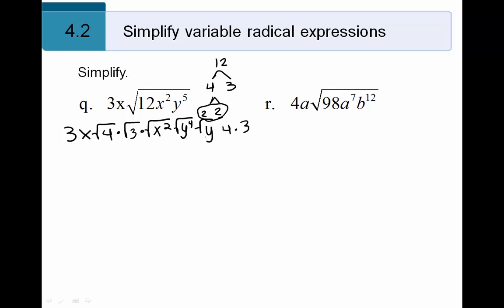So this 3x drops down. I'm going to have 3x, and that's an x to the first, times the square root of 4 is 2, times a radical 3. The square root of x squared is x. The square root of y to the fourth is y squared. And I have a radical y.